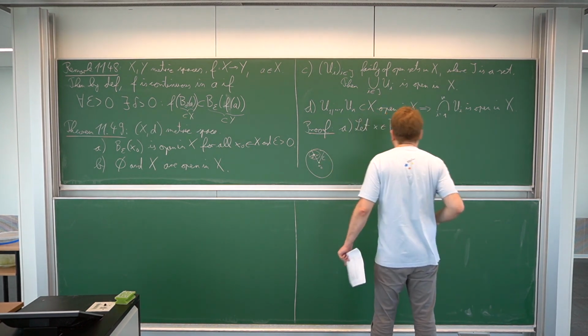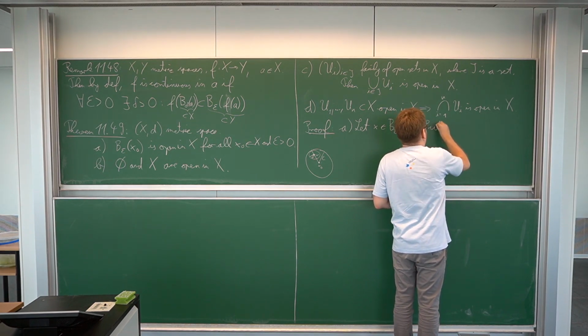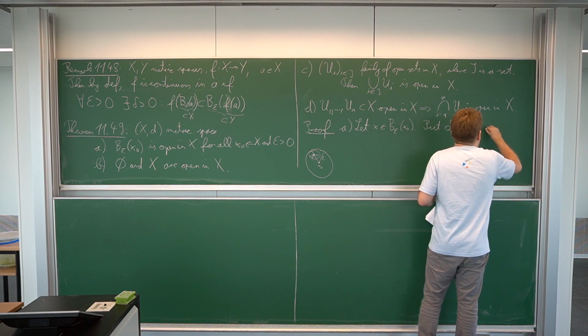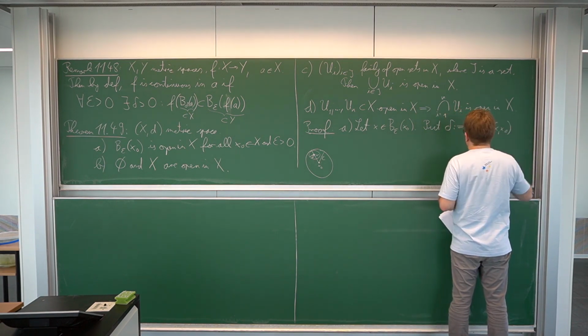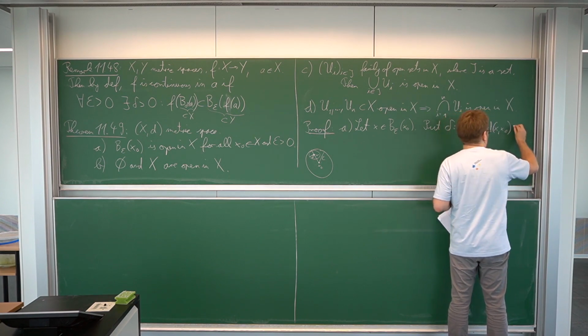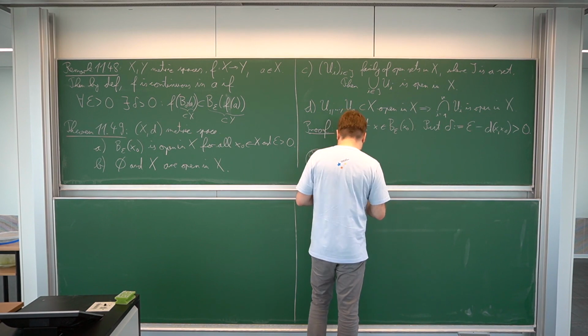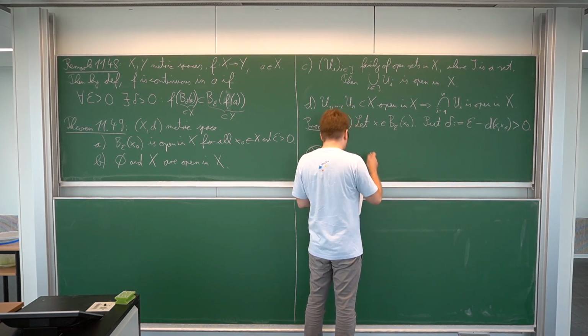So we just need to take delta to be the difference of the big radius, so epsilon, minus the distance from x to x0. And since we're in the open ball, this distance is strictly smaller than epsilon. So this is really positive. Then we need to show that B_delta(x) is really included in this big ball.